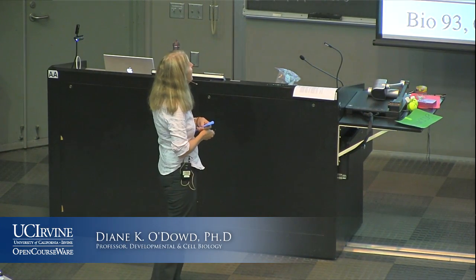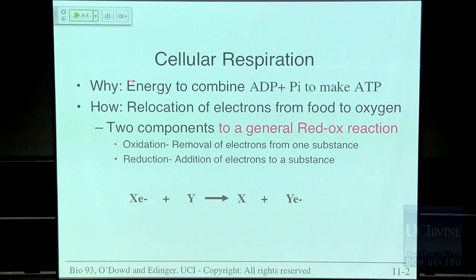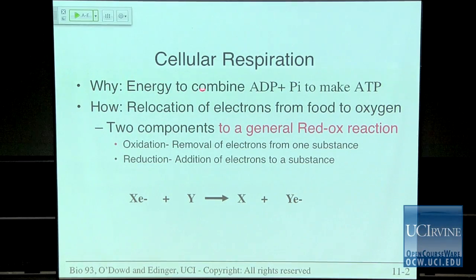Going to focus on cellular respiration. This is how we make energy, or how we get energy to combine ADP plus Pi to make ATP. That's what we need: ATP from ADP and Pi that were produced from cellular work. So how does this occur?